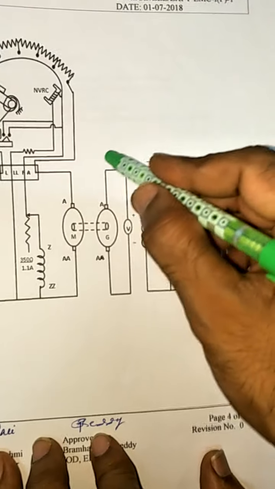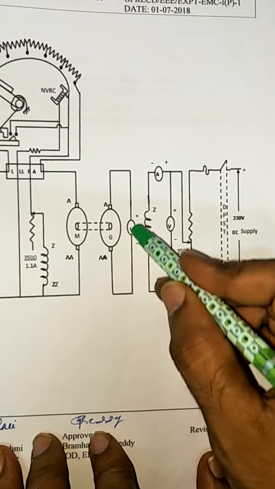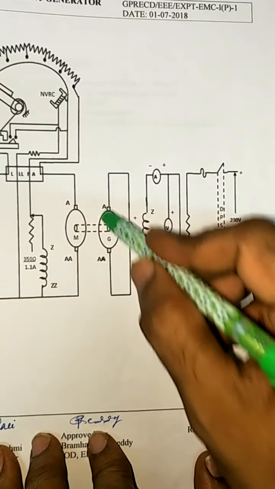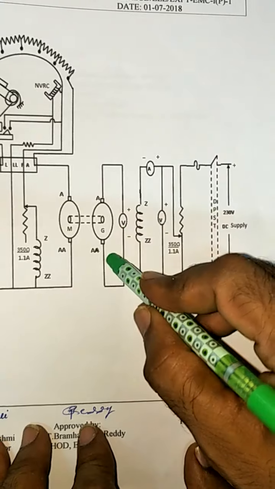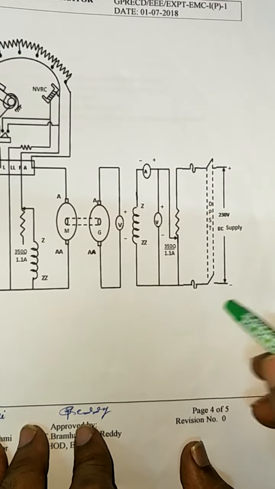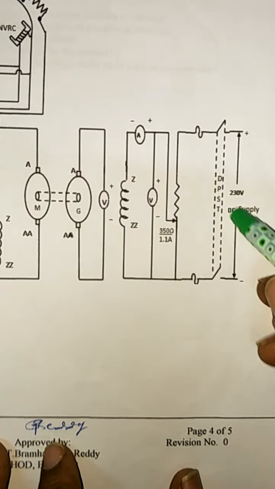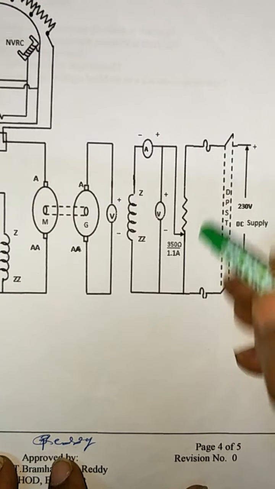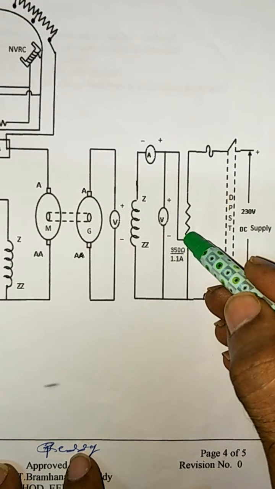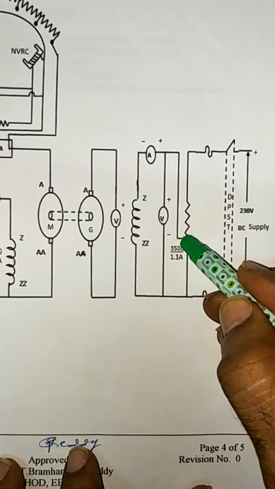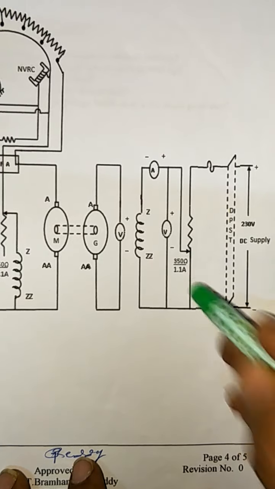The next part is the DC generator. You can see here, this is the DC generator, and across these armature terminals you are going to connect a voltmeter, and the field winding of the DC generator is excited externally. That is a 230 volts DC supply. The external voltage is given through a potentiometer connection, which is to be kept at minimum position, so maximum position here, and its value is again the same, 350 ohms, 1.1 amperes.